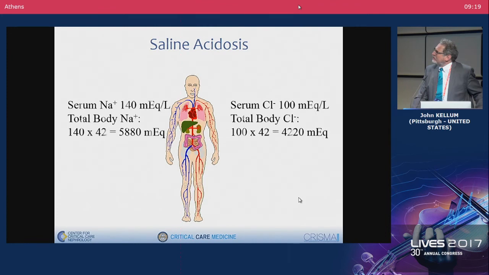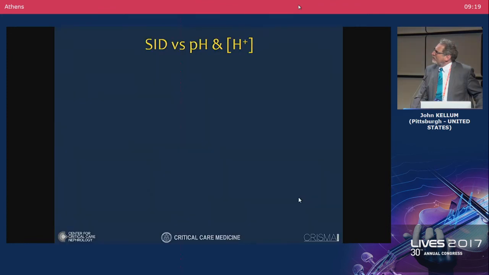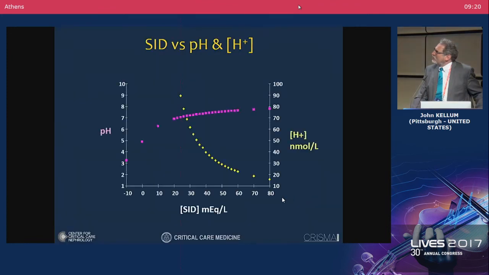And I showed you all of that before. So she's down here somewhere, and I gave her enough saline to drop her. That's what's happened. She's pretty close to the edge of the cliff at 7.04. This is a real case.